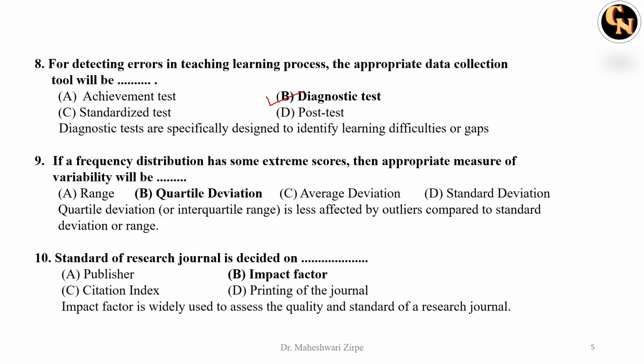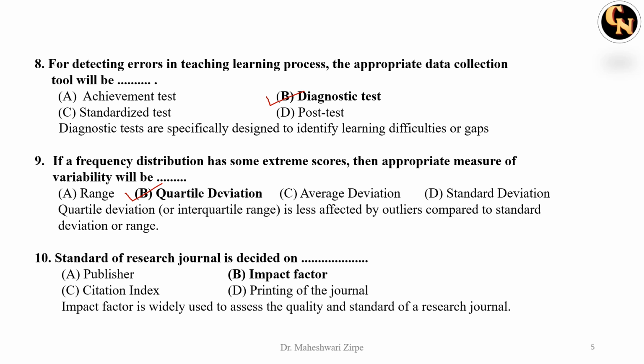Next is if a frequency distribution has some extreme scores, then appropriate measures of variability will be dash. So extreme score means what? For example, the frequency has 100 and directly you have one score, 101, these will be called as extreme score. Or 1000 is one of the readings and the other is only 10, so these we will call as extreme scores. So if such is the case, then the appropriate measure is quartile deviation. Instead of using standard deviation, we should use quartile deviation, because quartile deviation will not be affected.